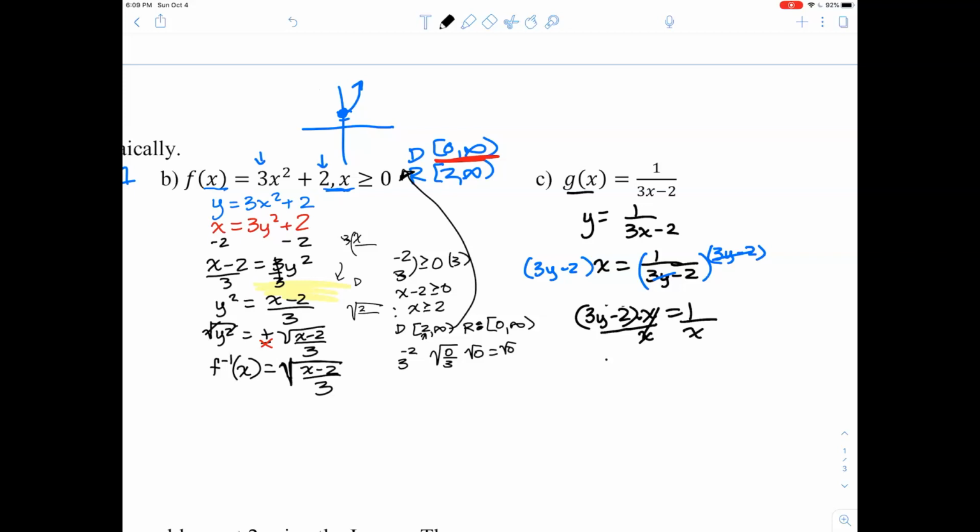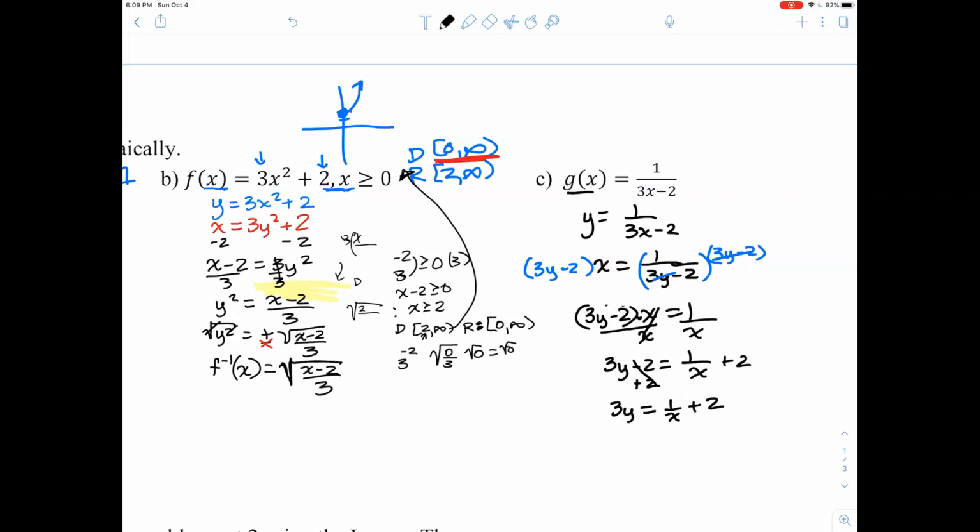Okay, so we have that. 3y minus 2 is equal to 1 over x. And then we'll use the inverse function to move the 2, so we're going to add 2 to the other side. So we have 3y equals 1 over x plus 2.